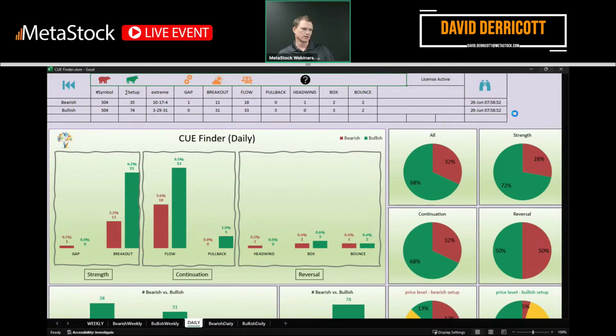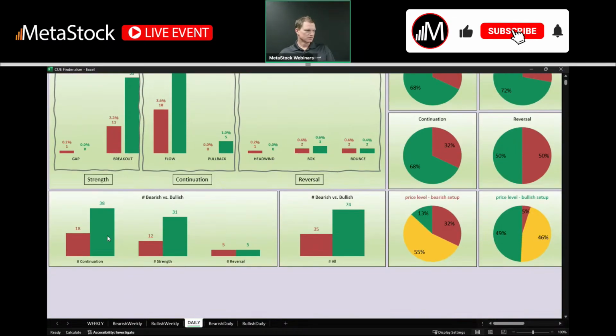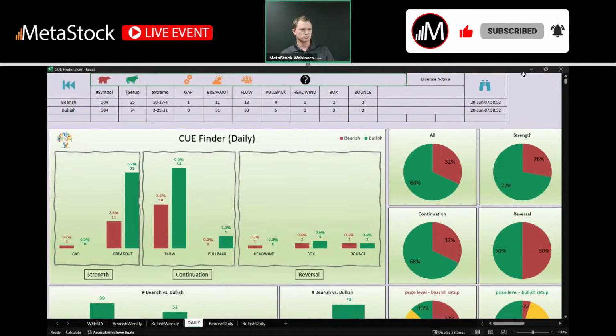So I think I ran it already on weekly. Oh, I already did it. Okay, cool. So it's just really nice. If you have your own particular list, you use this Excel sheet to find which ones are up and or down, which ones are giving you a flow, breakouts, which ones have a headwind pattern, a box pattern, and bounce. Those are kind of self-explanatory. So you can tell within your list which ones are up, which ones are down, and the ratio between the two.